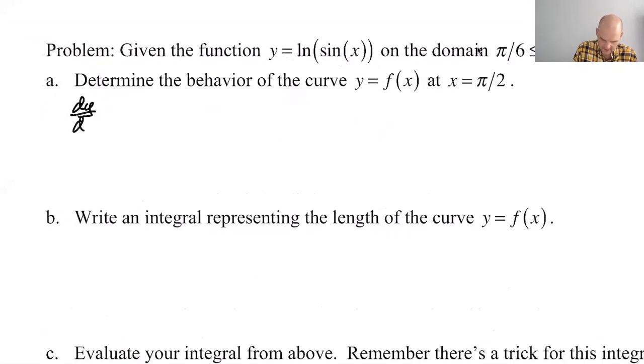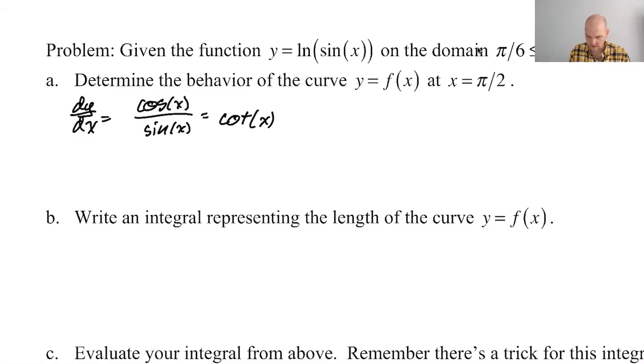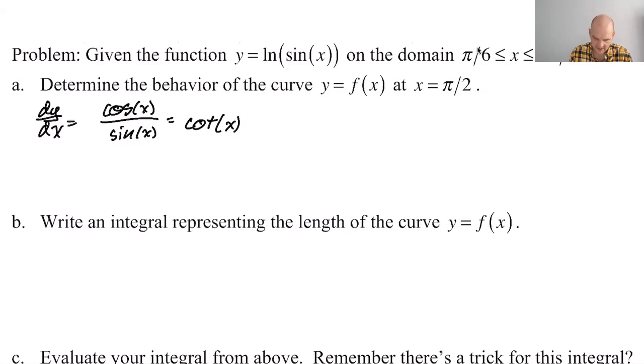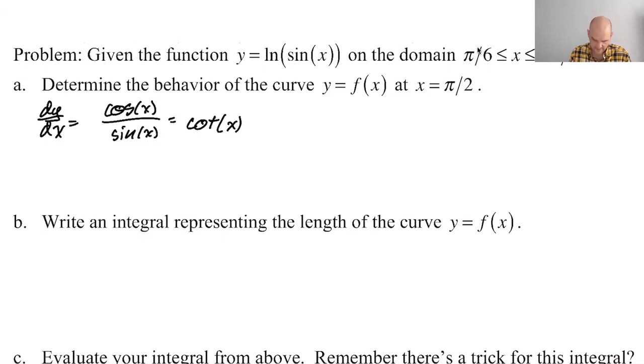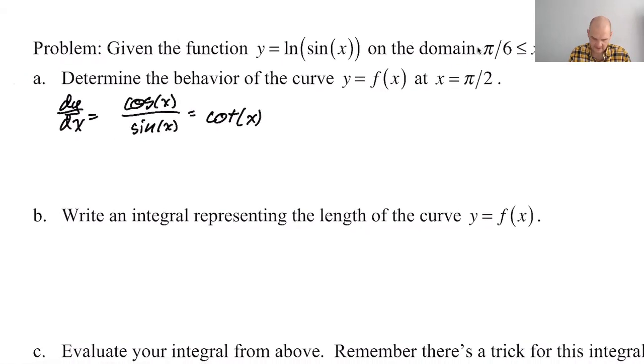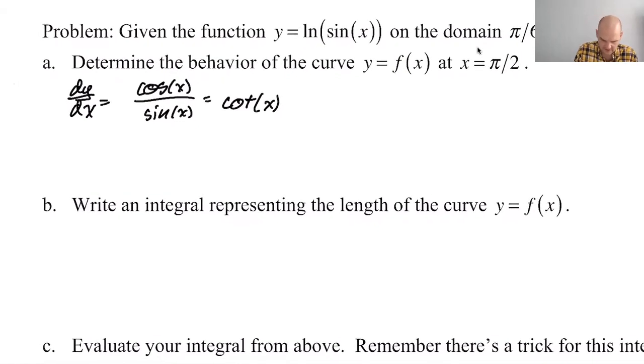So dy dx is going to be 1 over sine, the derivative of sine is cosine, so cosine over sine, so cotan. Now we get to remember cotan. The tangent of pi over 2 is undefined, so cotan of pi over 2 is 0. And then, do I want the first derivative test or the second derivative? I'm going to do the second derivative test. So the second derivative of this is negative cosecant squared.